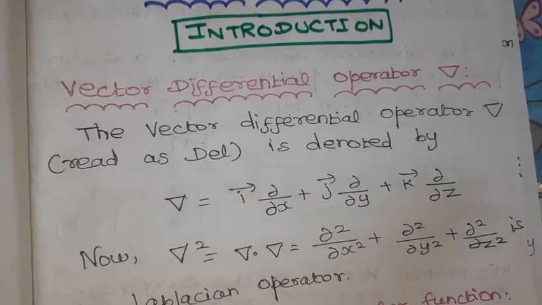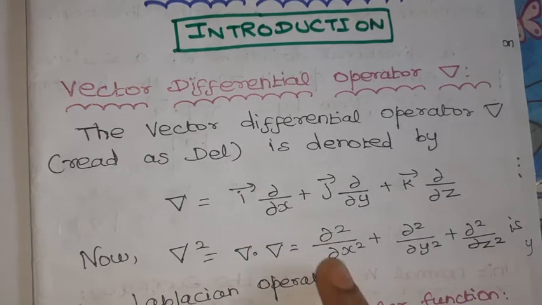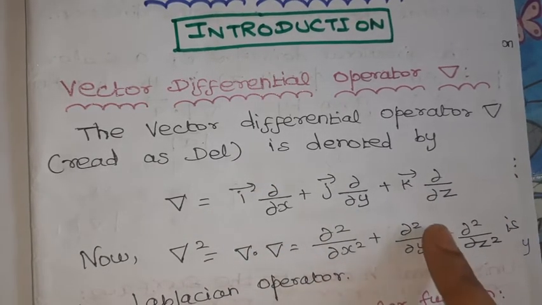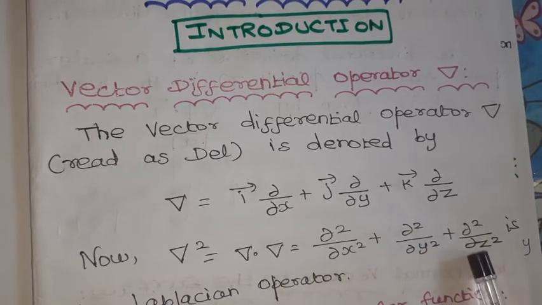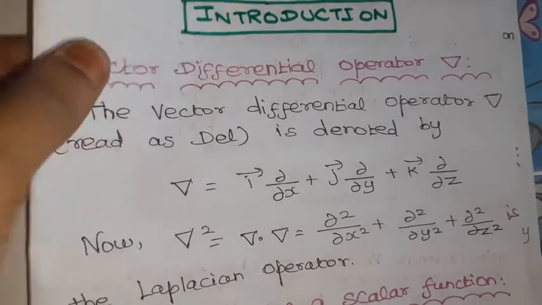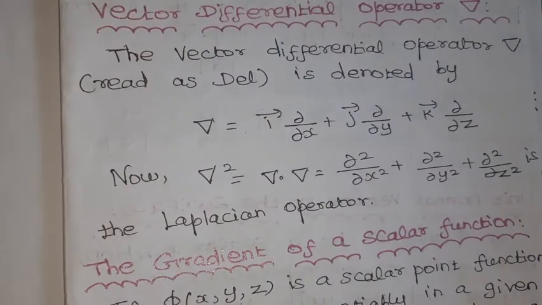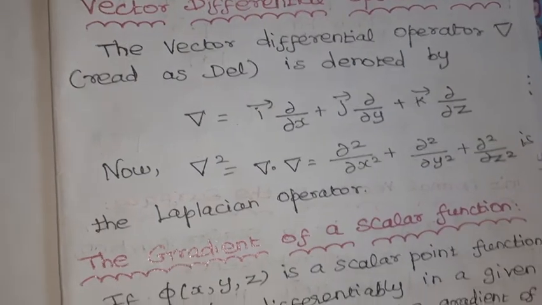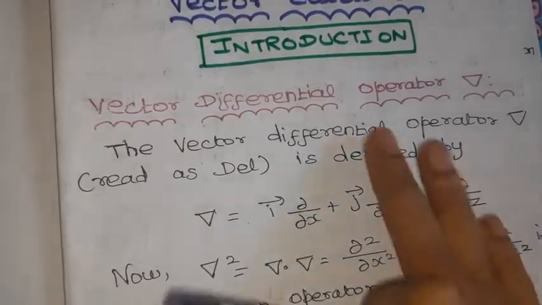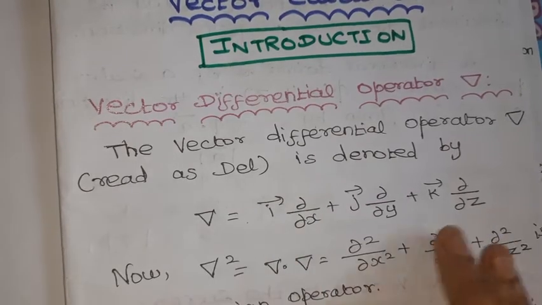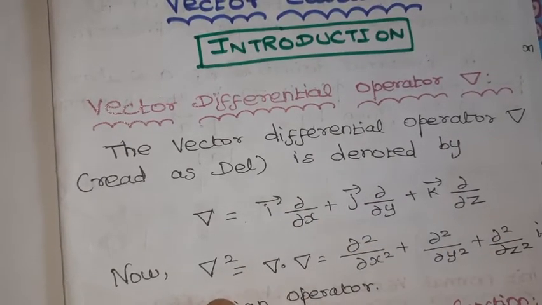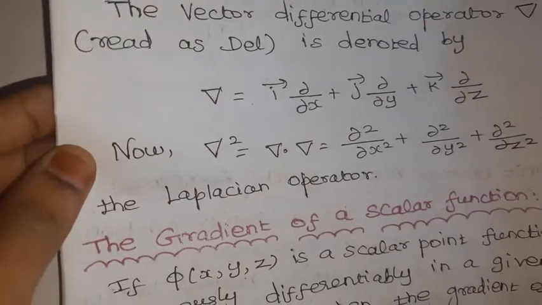So, dou by dou x into dou by dou x is dou squared by dou x squared, plus dou squared by dou y squared, plus dou squared by dou z squared. This is nothing but del squared, which is called the Laplacian operator. This is the del operator and the expansion of del squared.